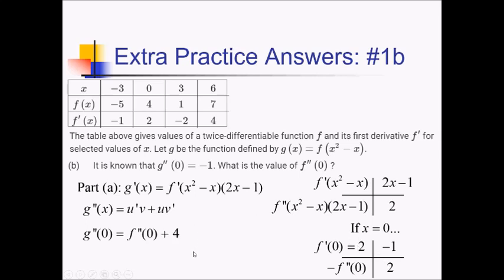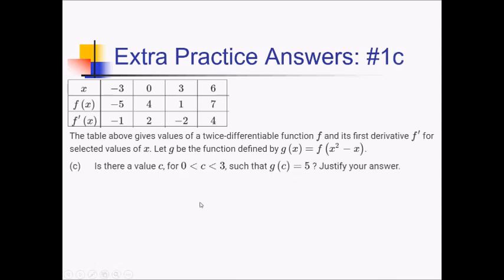And they said that g double prime of 0 has a value of -1. So let's set that equal to -1. So here's the really good news. To get f double prime of 0, I just have to isolate f double prime of 0, which means all I have to do is subtract 4. F double prime of 0 then has a value of -5.